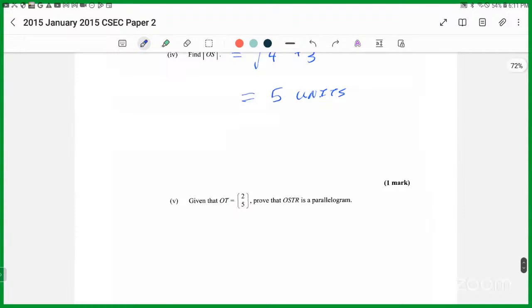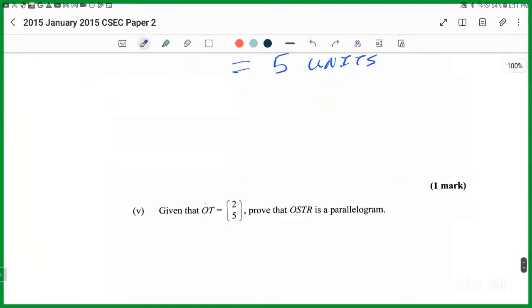Then here it says OT is a vector. Prove that this shape is a parallelogram. Show that it satisfies the properties of a parallelogram. All you need to do is show that the opposite sides are equal vectors.